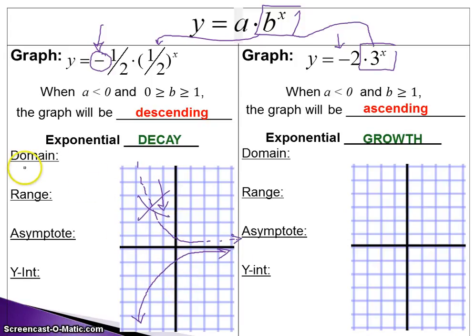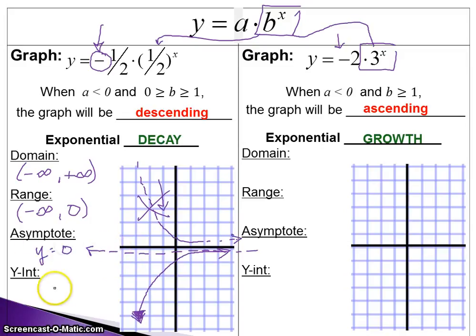So our domain hasn't changed. We're still going left. We're still going right. My range is now backwards since I flipped on the axis. I'm now going down, but I'm stopping right here on my asymptote. So my range is now backwards. I'm going down to -infinity, and I'm stopping at 0, and there's nothing above 0. My asymptote is still that axis, so my asymptote is still y equals 0.